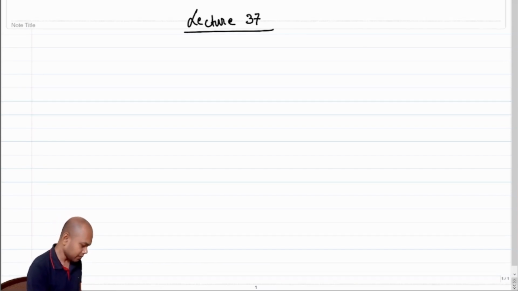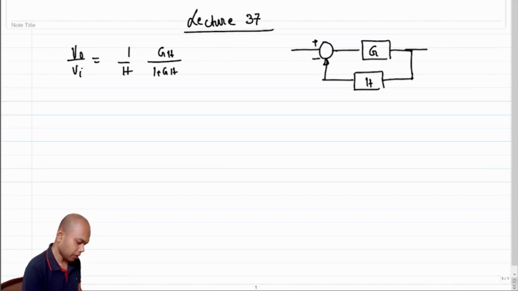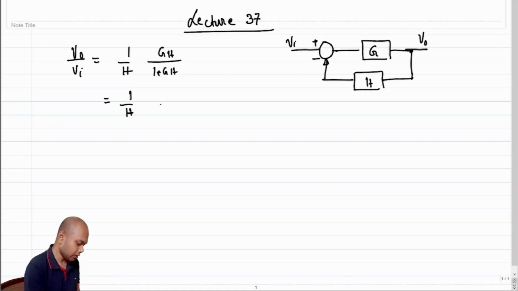Essentially, V naught over Vi is 1 over H times GH by 1 plus GH, if we are assuming the negative feedback loop is of this form. This is also a critical assumption. If we assume that, then we can express V naught over Vi as 1 over H times GH by 1 plus GH. And what is GH? GH is the loop gain. So essentially this becomes L by 1 plus L.